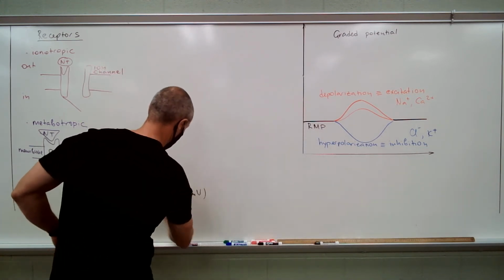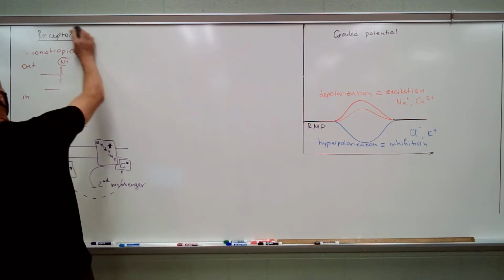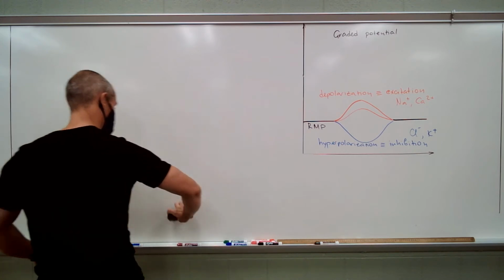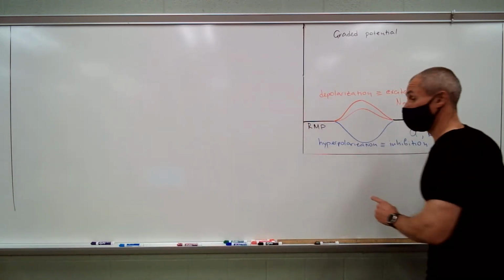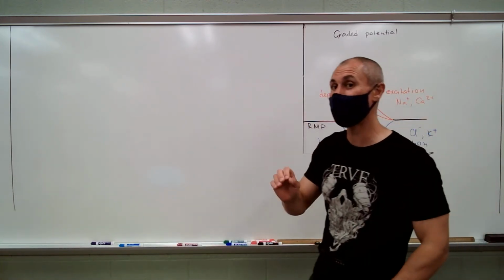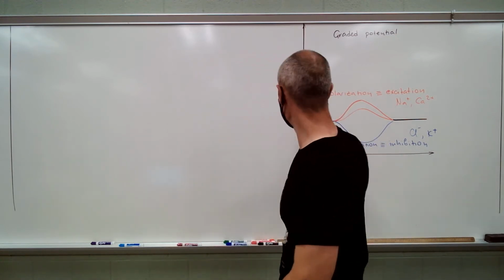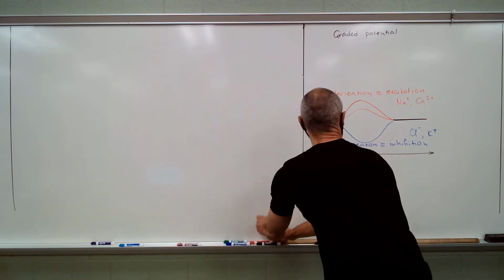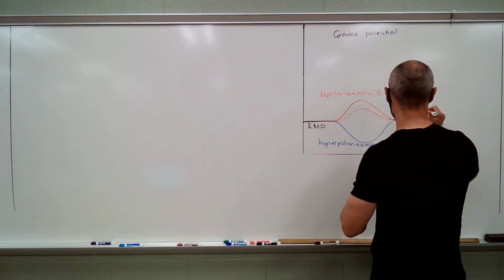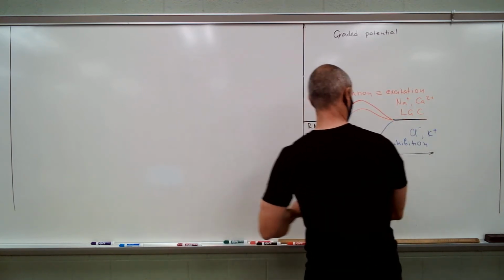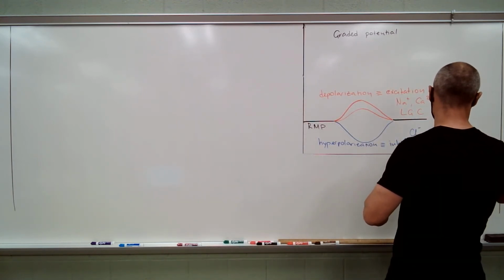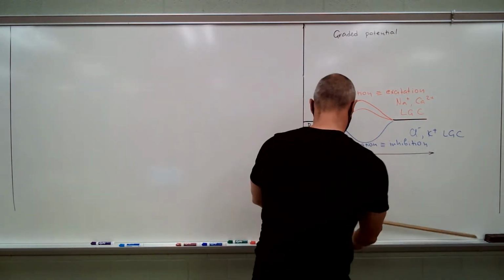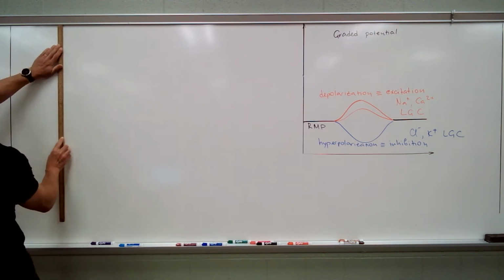I can get rid of this. Now, remember, here we're talking about ligand-gated channels. So this is neurotransmitter that opens sodium and calcium ligand-gated channels, or chloride or potassium ligand-gated channels. So now let's do the action potential.